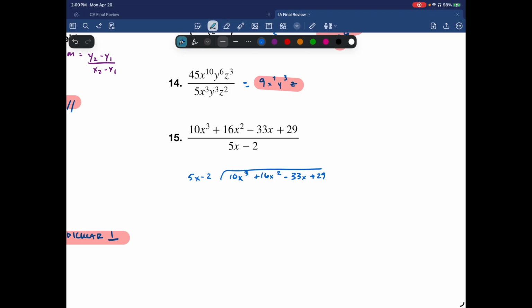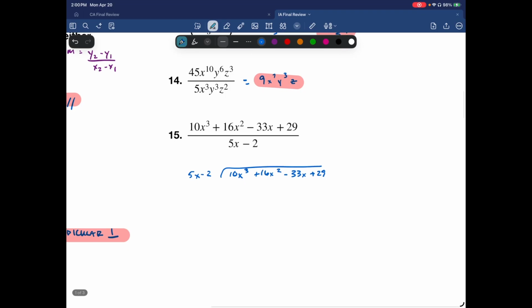All right, so when it comes to long division, I focus on the first term on the outside and the first term on the inside. I need to make them match. So 5x times what is 10x cubed? Well, that's going to be 2x squared. Once I know that, I'm going to multiply by everything out front. So 2x squared times 5x is 10x cubed. 2x squared times negative 2 is minus 4x squared. And then you're subtracting this entire line, so I'm going to change my signs. So that's negative, that's positive. This falls out, and so you got 16 plus 4, that's going to be 20x squared. The negative 33x comes down, and then you start the process again.